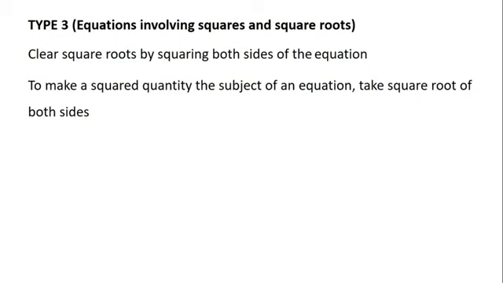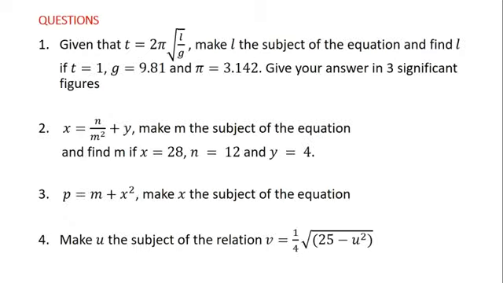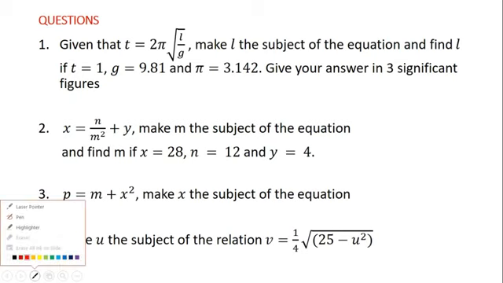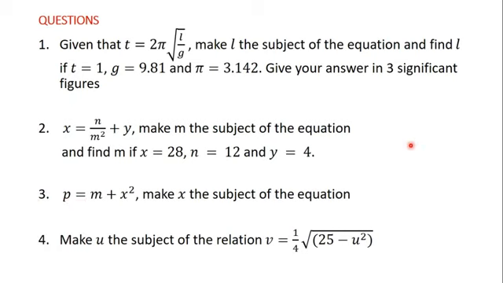So the two main things that you need to take note of are: if the variable that you want to make the subject is under the square root sign, you square both sides to clear the equation. If the variable that you want to make the subject is a square term, you take the square root of both sides to make it the subject of the equation. Now let's take some questions and see how to do this. We have 4 questions here. We will solve the first one in this video, then we will solve the others in the subsequent videos.